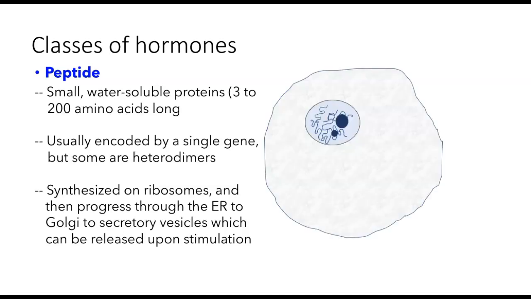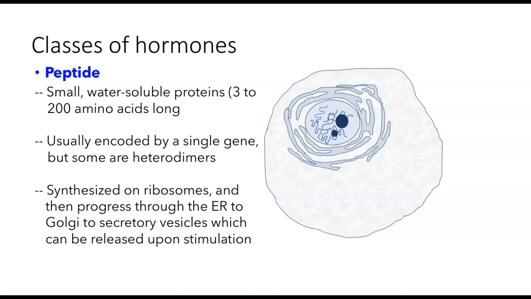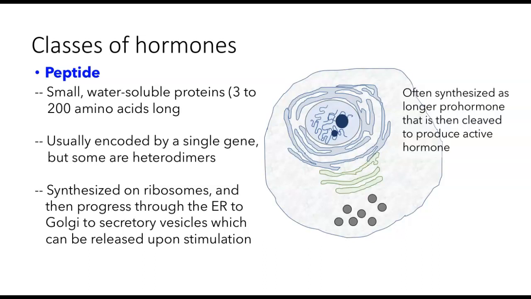Here's a little cartoon. I'll walk you through this. So remember, the genes are in the nucleus, and transcription will begin in the cytoplasm, but then secreted proteins move from the ER to the Golgi, and then are stored in these secretory vesicles until they can be released. Along the way, a number of things can happen. So for example, hormones are often synthesized as longer prohormones that are then cleaved to produce active hormone.